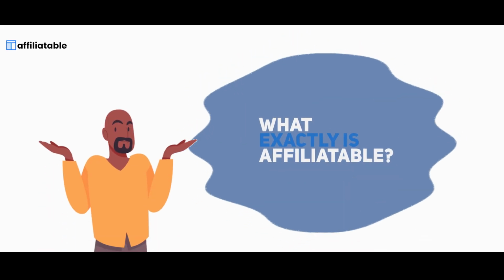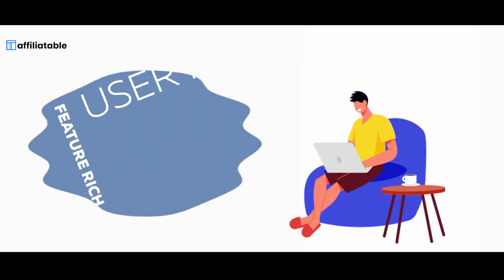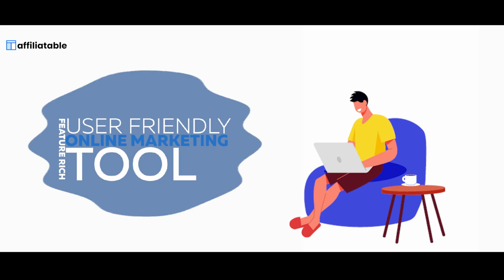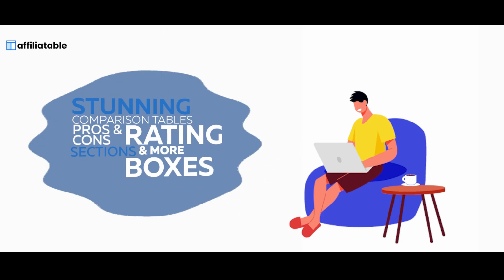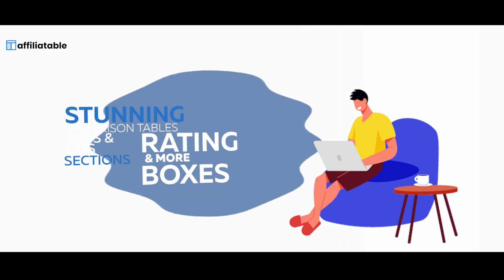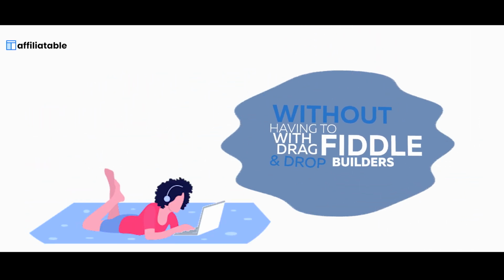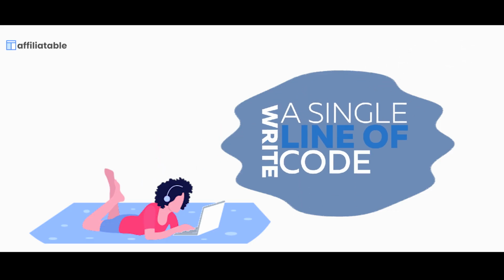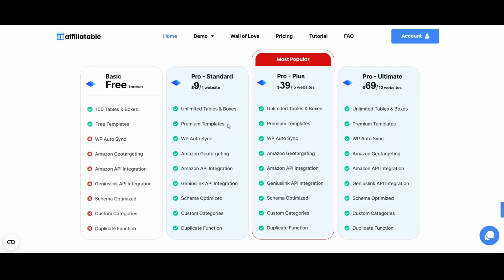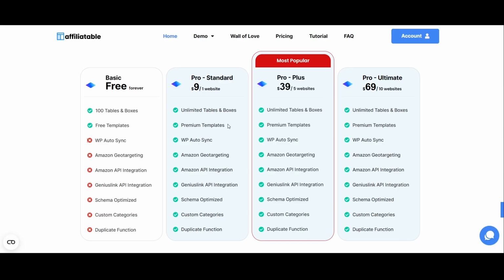What exactly is Affiliatable? It's a feature-rich, user-friendly online marketing tool that lets you create stunning comparison tables, rating boxes, pros and cons sections, and more without having to fiddle with drag and drop builders or write a single line of code. Affiliatable has a free plan, which is awesome if you're just getting started. But if you want to level up your game and try out those fancier, feature-packed pro widgets, you may need to invest in a paid plan.